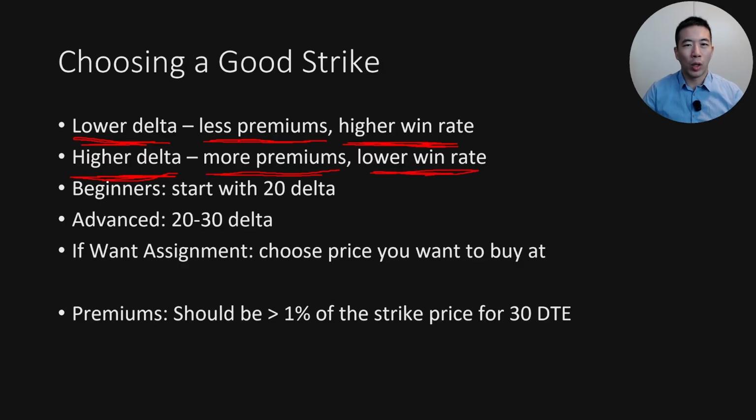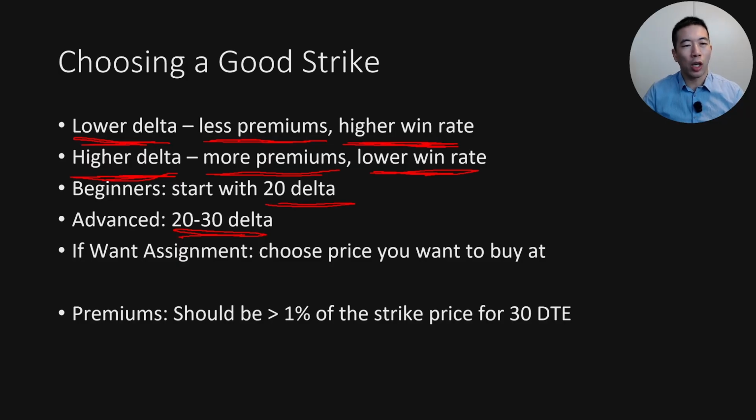So, what's a good strike? For beginners, I recommend you guys start with 20 delta. I think that's the sweet spot between the amount of premiums collected and the risk you're taking on. Now, advanced traders can go for 20 to 30 delta. That depends on your experience and your technical analysis, but that's a fairly good range to go with. Now, choosing deltas is when you want to only collect premiums and then exit and not get assignment.